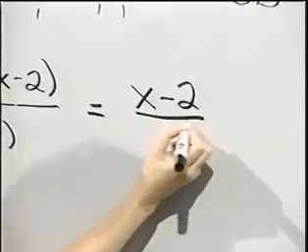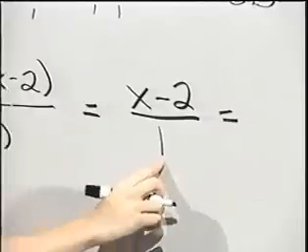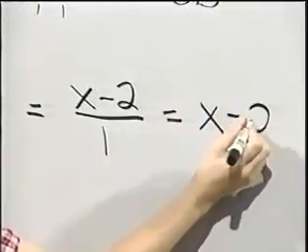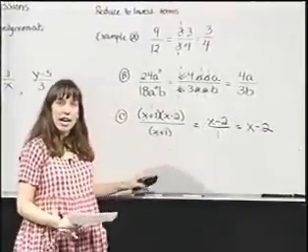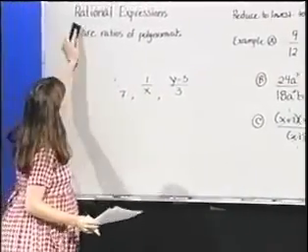So you could put x minus 2 over 1, but we know that whenever you have a 1 in the denominator of the fraction, that's the same thing as just x minus 2. And so you've reduced that rational expression to be that. Okay, let's take a look at some more. Let's look at example D now.